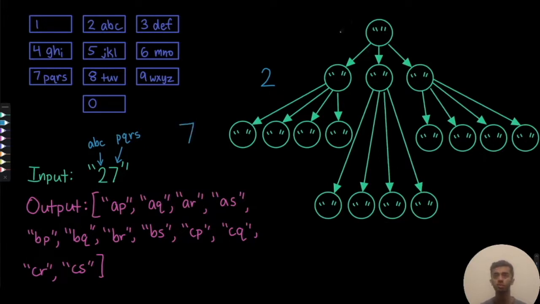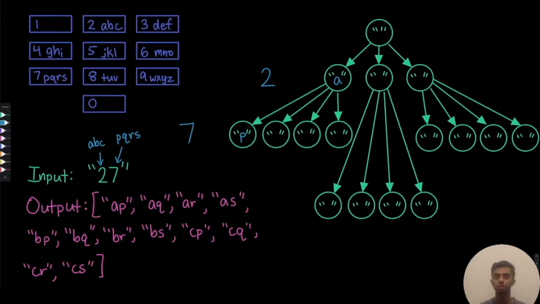So we start at the empty string on the top. Then when we process the 2-digit, we know that we can do A, B, or C. Actually, let's do this in the correct order. Let's first say we start with the empty string and then we choose to do A. Then we go to the 7-digit, and the first option is to choose P. Now there are no more digits there, so we try to search down this way. There's nothing else. So AP is our first answer.